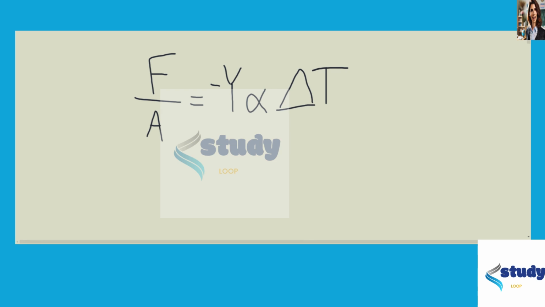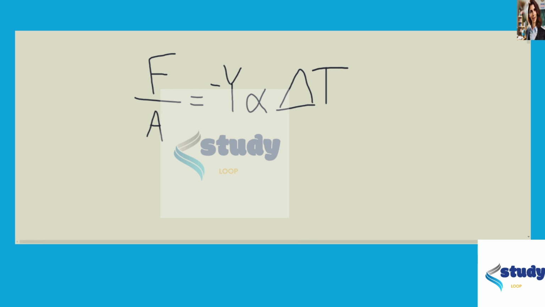Okay. In this problem, we're presented with a brass rod of a certain length and diameter. It goes through a temperature change, and we're asked what force is needed to keep the bar from contracting. So this is a thermal stress problem, and our relevant equation is force over cross-sectional area equals the opposite of Young's modulus for whatever material times the coefficient of linear expansion times change in temperature.